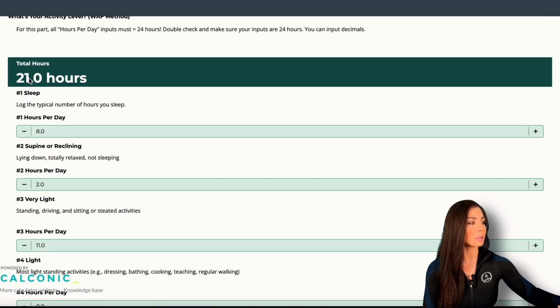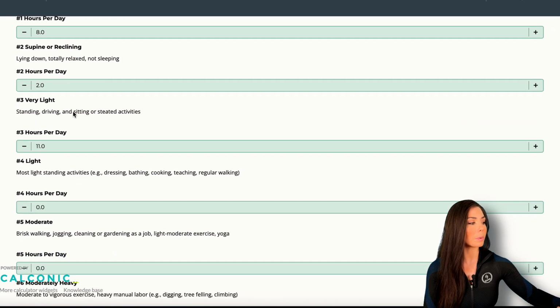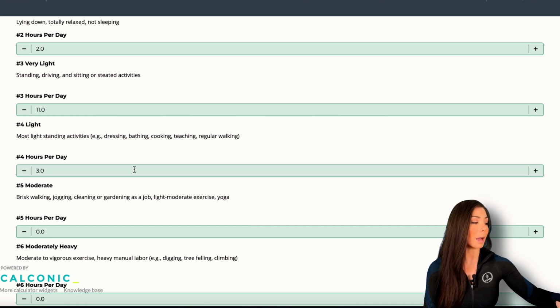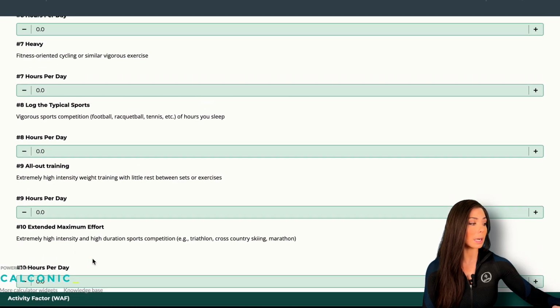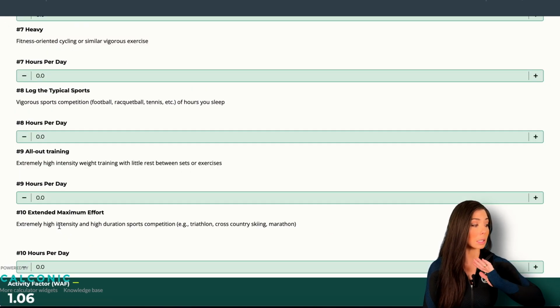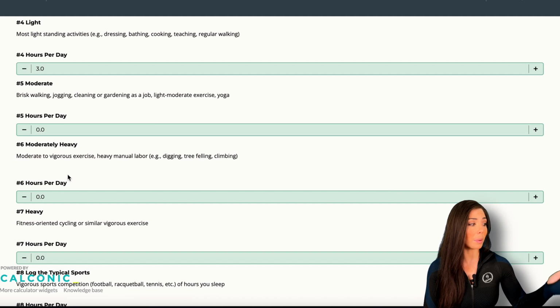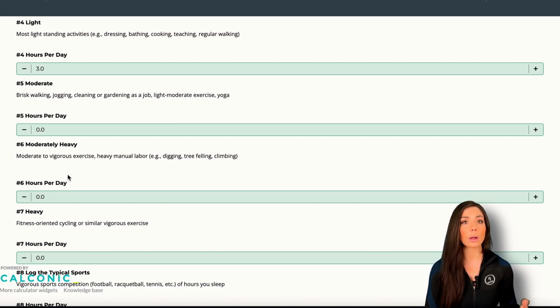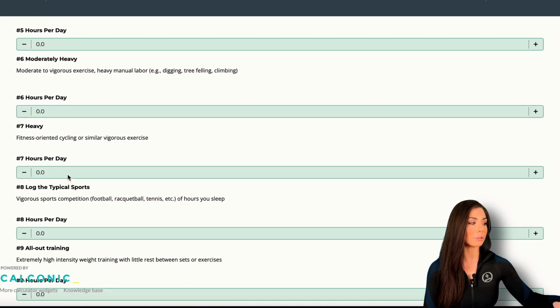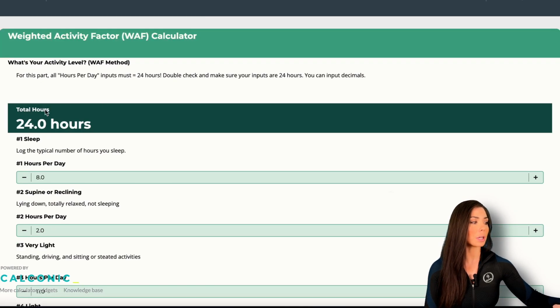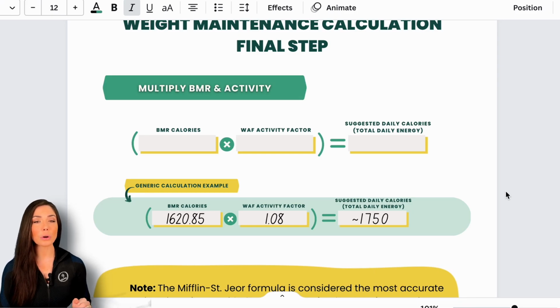And the rest of the hours, because notice there's 3 hours left of the 24-hour period, the rest of their time, they're pretty sedentary, and they just spend it standing and dressing and bathing and cooking. Those slight standing activities, they only have about 3 cumulative hours of that. So when you scroll down to the very bottom, you'll see that there's an activity factor of 1.06, and that's the only number that you will need from this calculator. You may not fill out anything past number 5 or number 6, depending on how much exercise you do. So don't feel like you have to fill out every single one of these. May not be the case for most people at all. Just make sure that the total is 24 hours. So we got that WAF number of 1.06.